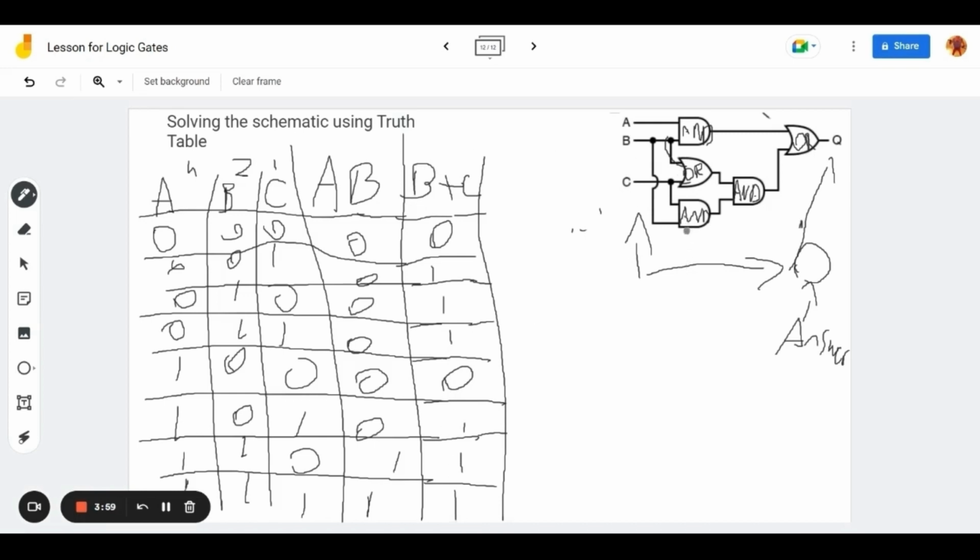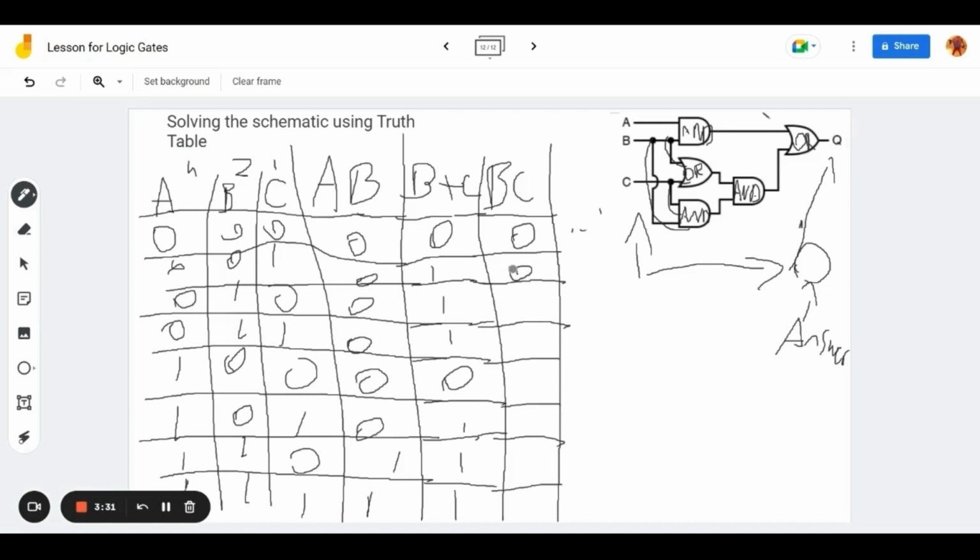Now the last part that remains, the first row here, is we're multiplying B and C together. As you can see, B is going into this AND gate, and C is also going into this AND gate. So let's multiply B and C. B, C. So 0 times 0 equals 0, 1 times 0 equals 0, 1 times 0 equals 0, 1 times 1 equals 1, 0 times 0 equals 0, 0 times 1 equals 0, 1 times 1 equals 1.